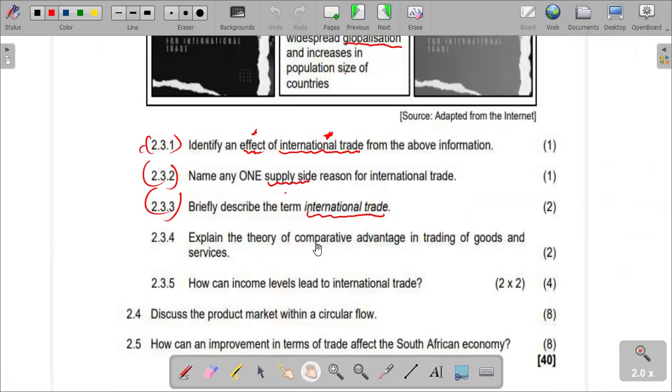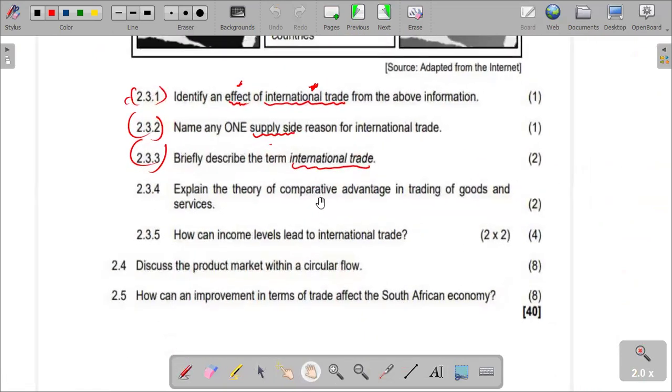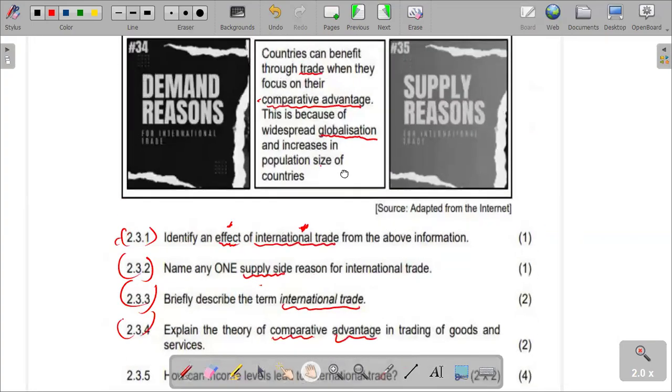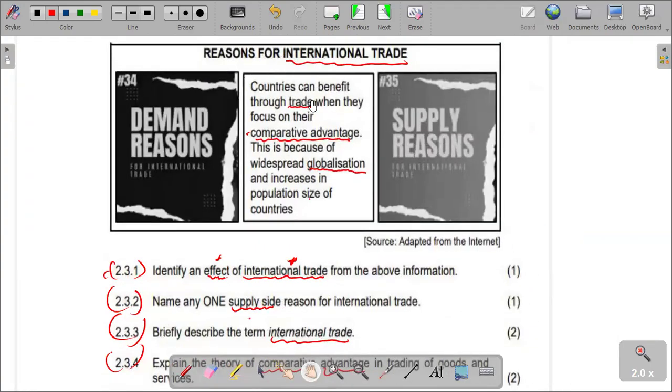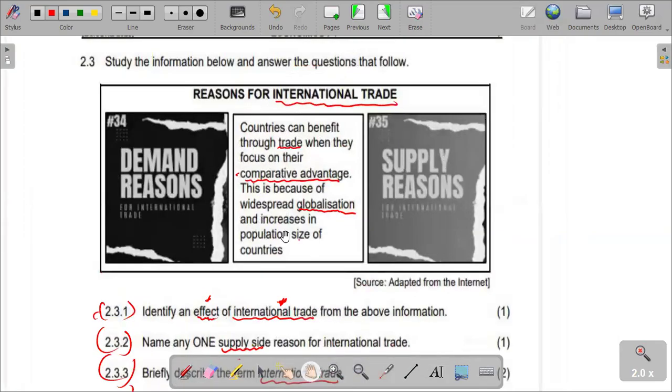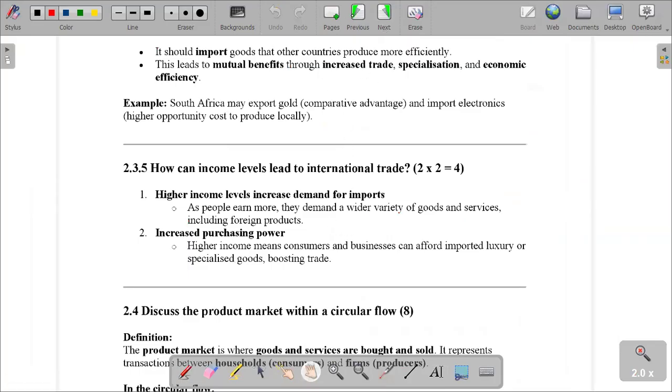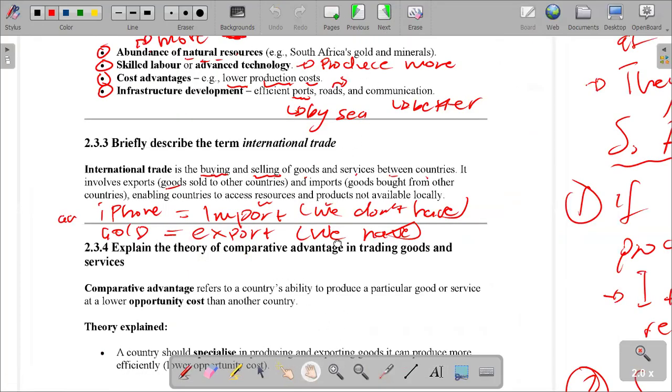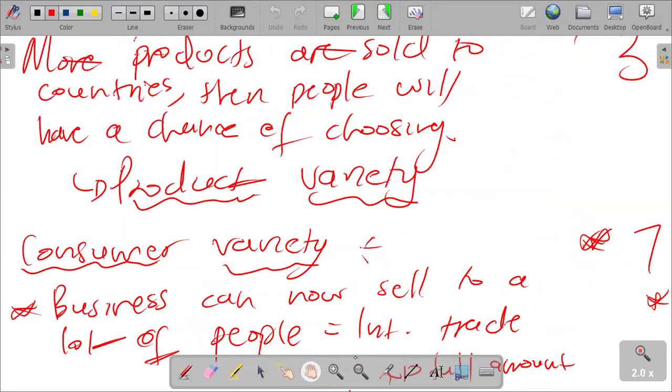So moving along as quickly as possible so that we can finish the paper. 2.3.4, explain the theory of comparative advantage in trading of goods and services. Remember the word comparative advantage. It was stated there. I said you must look at trade, comparative advantage, and globalization, right? So to give you a definition of what globalization is, to put it in simple terms, let me explain what globalization is.